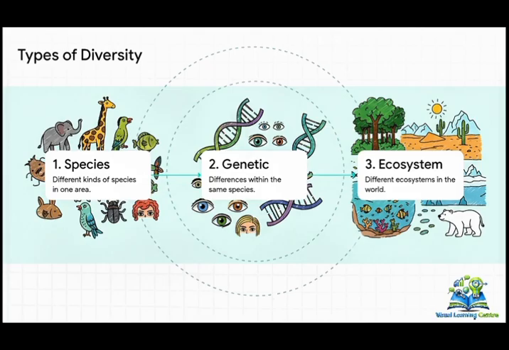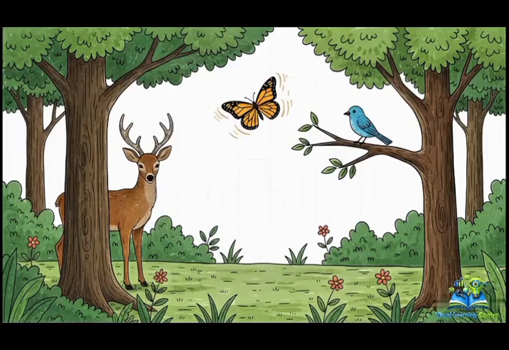A good way to think about it is like zooming in and out. We start with different types of animals, then we zoom into the variety within those animals, and then we zoom all the way out to the variety of entire environments. Let's break them down. First up, species diversity. This is the one we usually think of. When you imagine a forest, you don't just picture trees, right? You see the deer, you hear the birds, you know there are tons of insects buzzing around. That whole mix of different species sharing a space, that's species diversity.